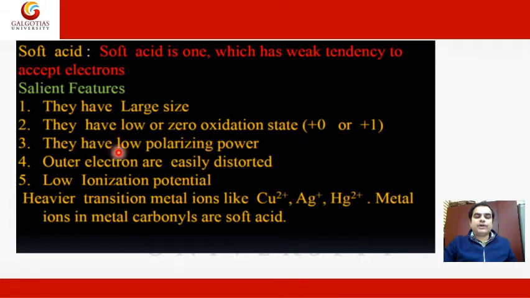They should have low polarizing power, and the outer electrons are easily distorted in the case of species that should be considered a category of soft acid, while the species should have low ionization potential. When the species satisfies these conditions, it should be categorized as a soft acid. So we can say that heavier transition metals like Cu2+ ions, Ag+ ions, Ag2+ ions, and metal ions in metal carbonyls are categorized as soft acids.